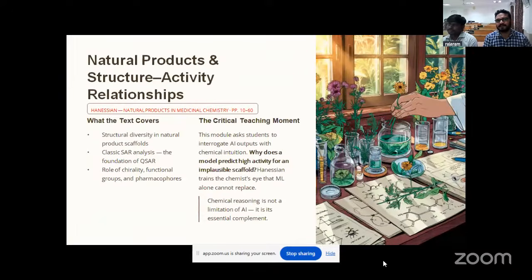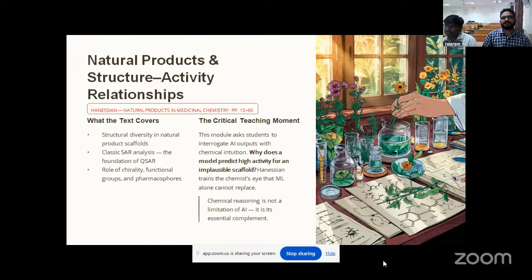Now, how to use this AI in natural product structure activity relationship? Sometimes we go for isolating a product from natural products. So how does AI help us in the discovery or designing of a particular molecule directly from nature? Here we have a book, Natural Products in Medicinal Chemistry, Hanuš, pages 10 to 16. What it covers is structure diversity in natural product scaffolds. Various scaffolds are there, and taking them one by one, they explain it very nicely. Students could get much from this textbook particularly.